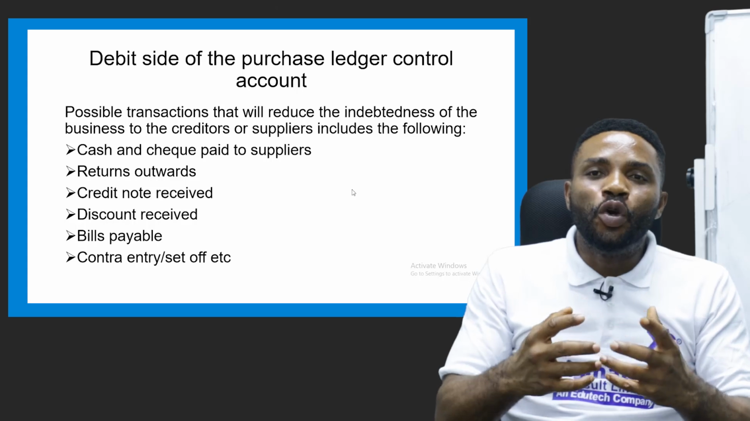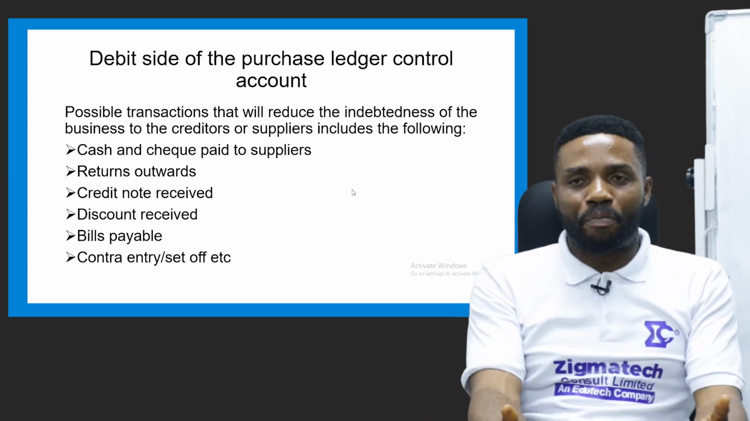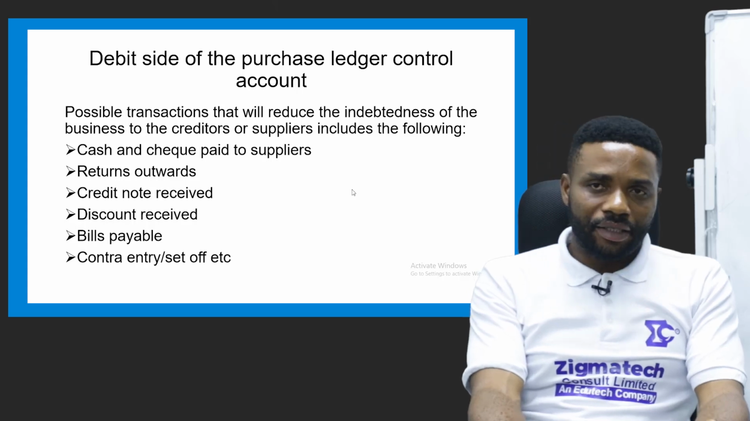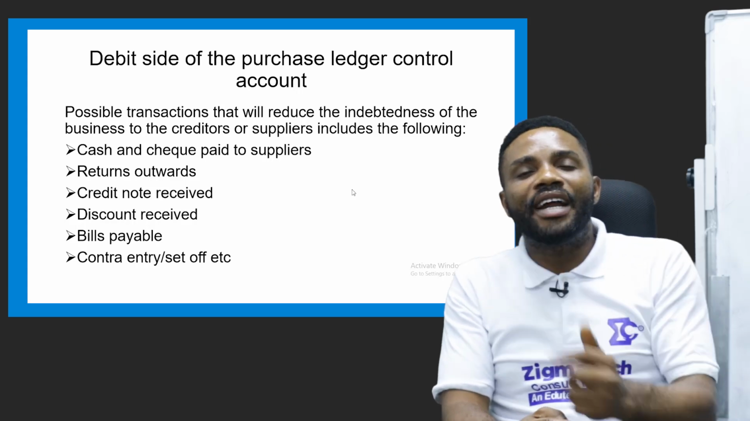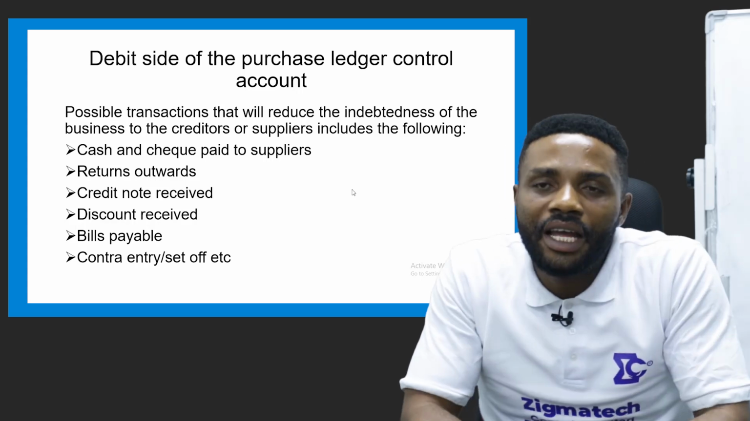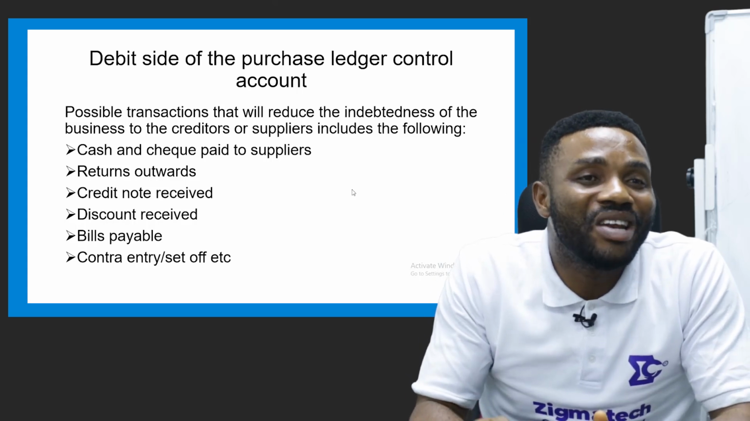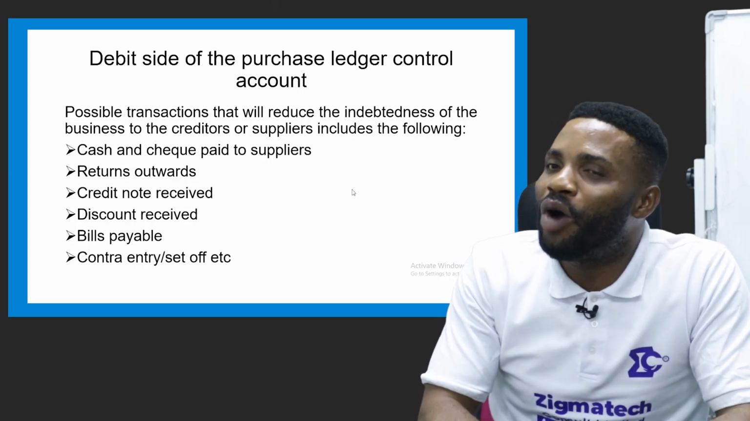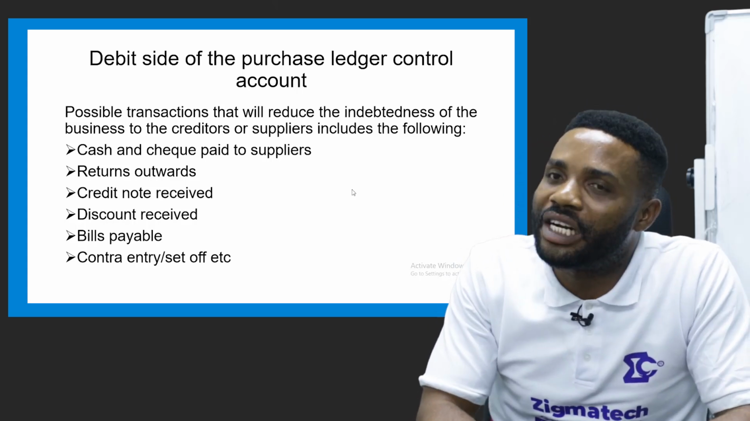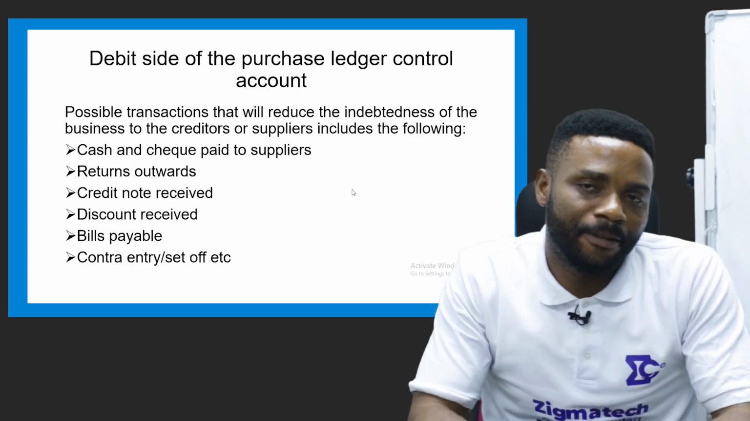Then credit note received. I actually bought from my supplier on credit and I am owing my supplier. Then my supplier sent me a credit note. He said, hey, when I was calculating, I over-calculated. You were not supposed to be owing me 1 million, but you are supposed to be owing me 800,000. Now, a credit note is always an overcharge.